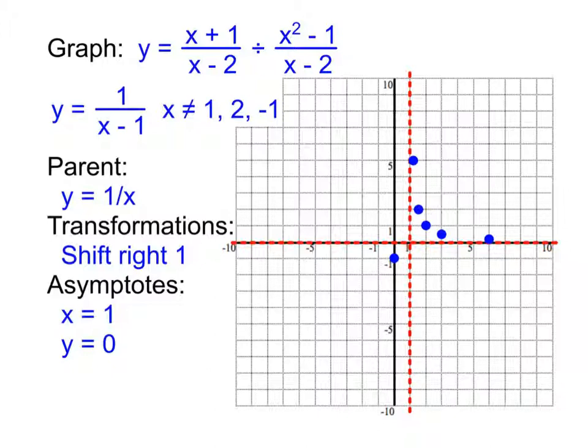And so I go left 1, down 1, repeat the process for the other ones there, and then I can draw the curve through, but hopefully in pencil, because remember, we're going to have a tiny amount of erasing to do, because there's going to have to be a couple holes in this thing. Remember, the holes come from our restrictions.